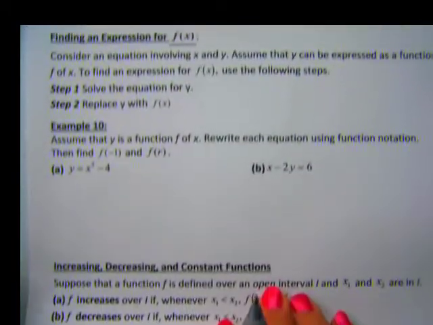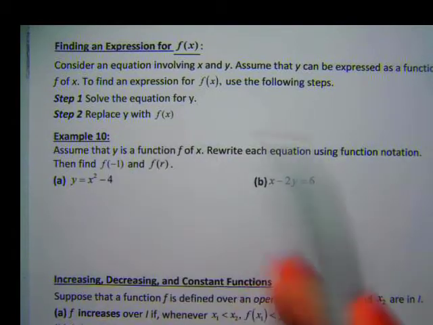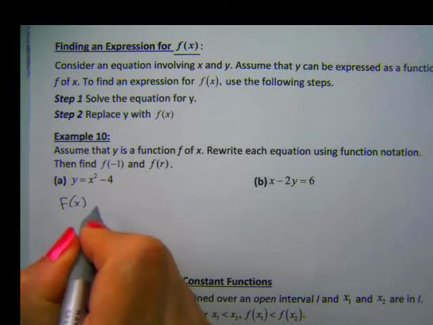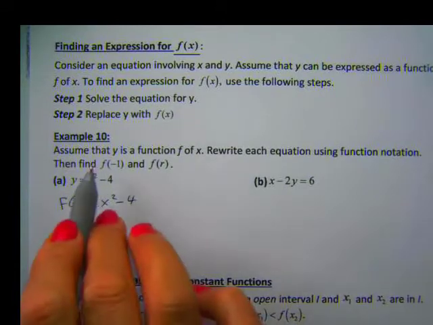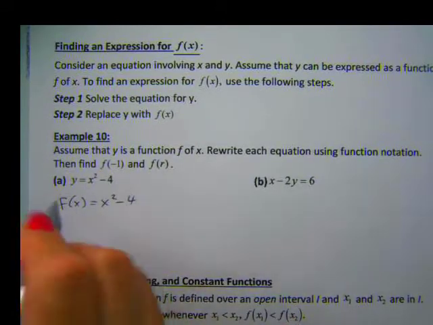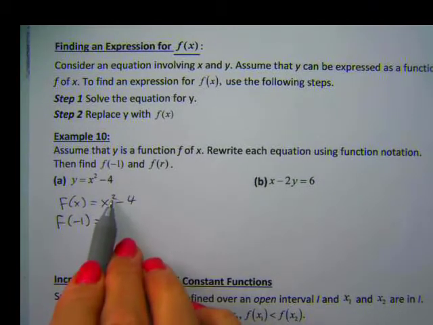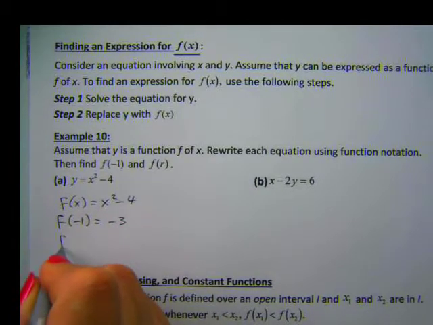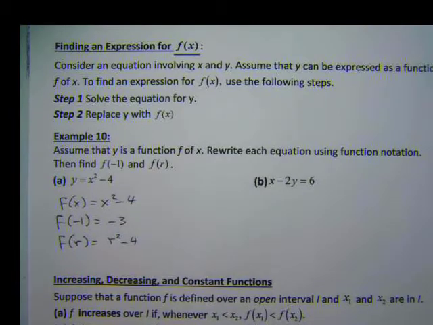Now, how do we find an expression for f of x from an equation? Well, simple. All you need to do is to solve for y and then change the y to f of x. So this one is already solved for y. And then evaluate f of negative 1 and f of r. So what is f of negative 1? Negative 1 squared, which is 1, minus 4 is negative 3. And what is f of r? It is r squared minus 4.